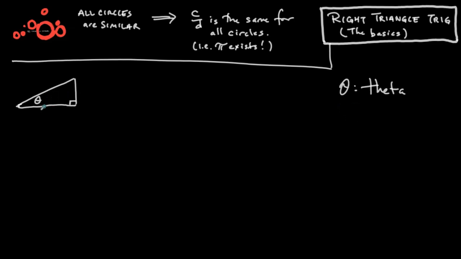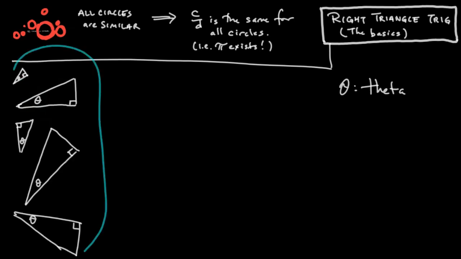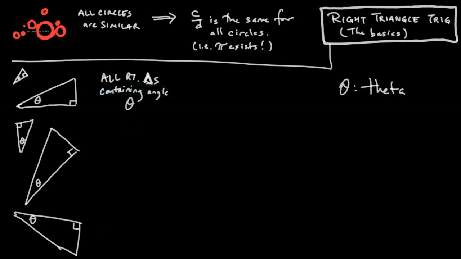Anyway, we're going to consider a right triangle that has one other known angle, theta. Well, it's not the only right triangle with that known angle, and we want to consider the vast infinite family of all right triangles containing angle theta, whatever it may be in a given situation. 30 degrees, 22 degrees, 17 degrees, 84 degrees. We don't care.